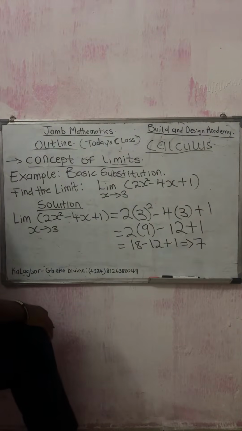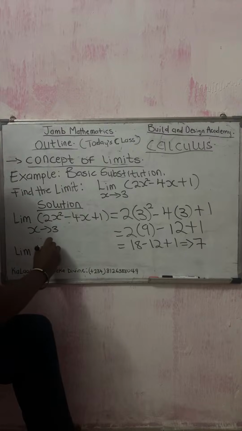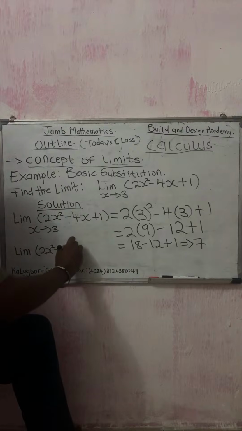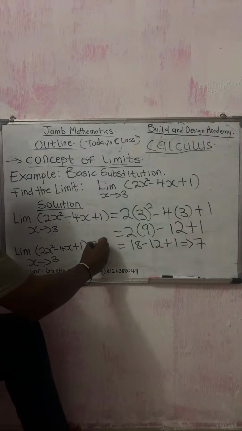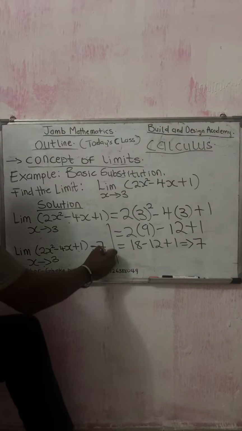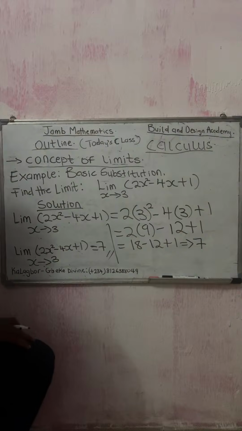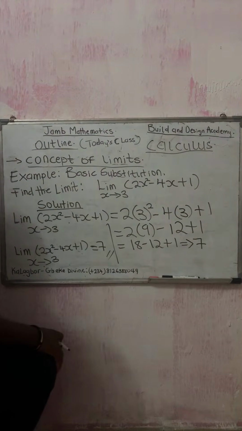So this is how we find our limit. So we can say that the limit of 2x squared minus 4x plus 1 as x approaches 3, the limit of the function is approaching what? 7. Very simple. So this is how we find the limit, by simply substituting in the value of x into the expression of the function to get our value.